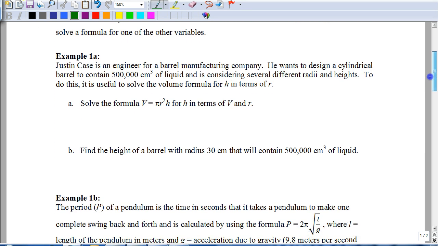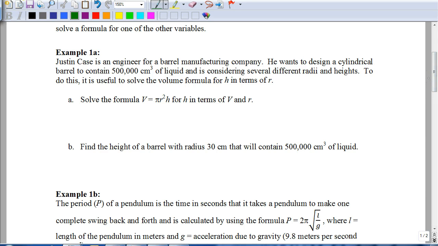So let's look at it. And again, I can't take the credit nor the blame for these cheesy names. These are from the textbooks. Let's look at it. It says, Justin Case is an engineer for a barrel manufacturing company. He wants to design a cylindrical barrel to contain 500 cubic centimeters of liquid and is considering several different radii and heights. To do this, it is useful to solve the volume formula for H in terms of R and V.